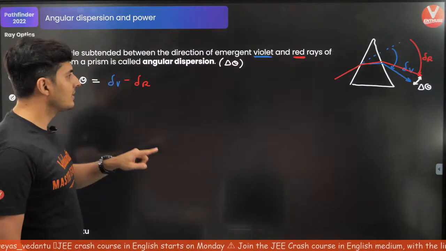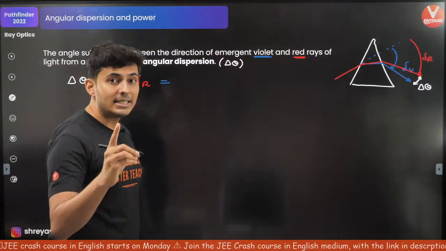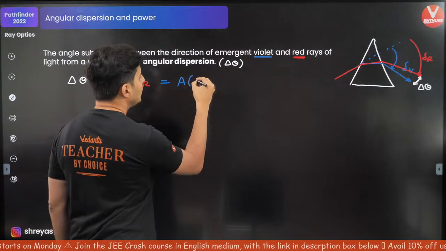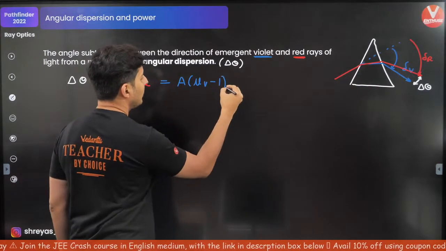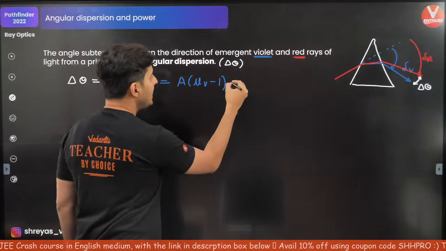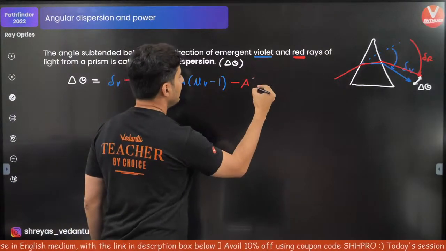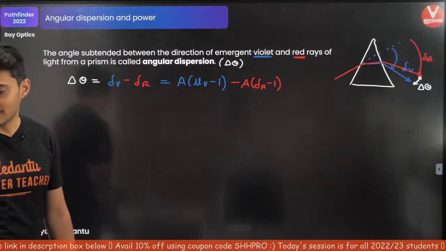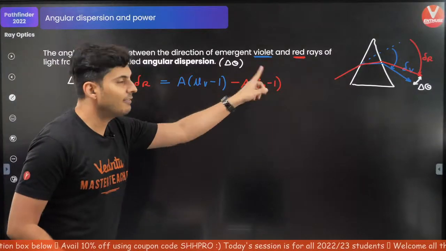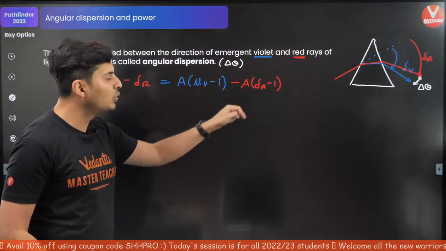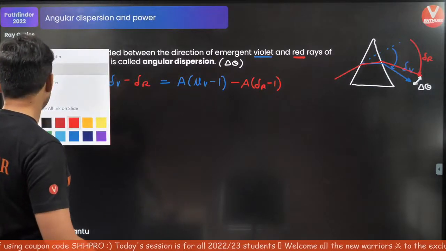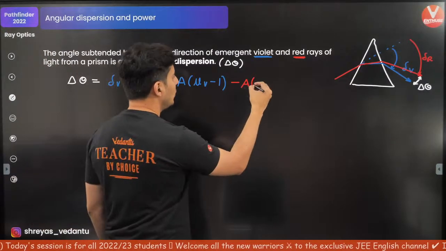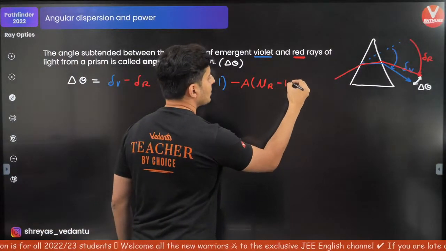Okay, let's start writing these values. Delta violet. We know what it is? Delta is A into mu minus 1. So angle of prism A into mu for the violet color minus 1. Minus A into mu of red minus 1. What will you get? Just think about it. A and A will get cancelled. What will be remaining? A into mu V. Oops, I made a mistake. I'm so sorry. This was not supposed to be delta. This was supposed to be mu. So sorry, guys. A into mu of red minus 1.